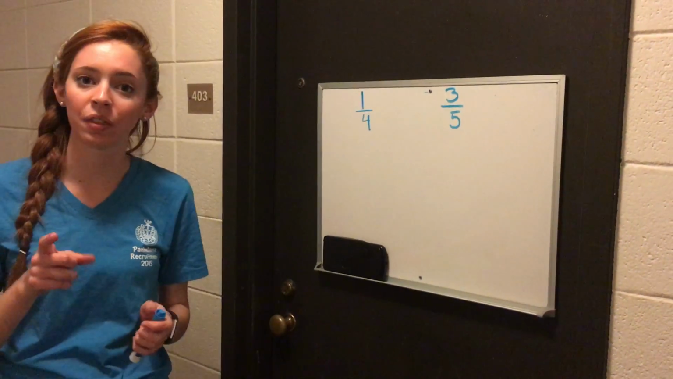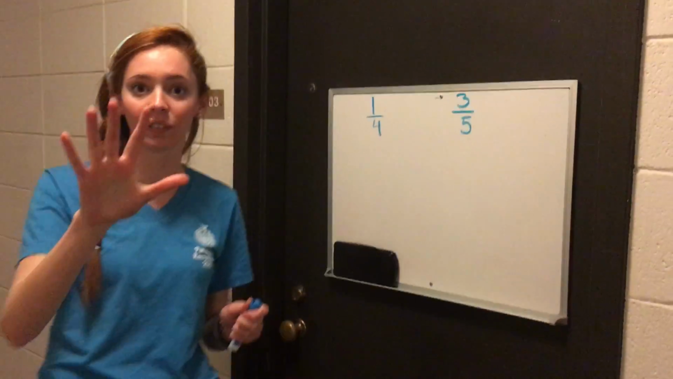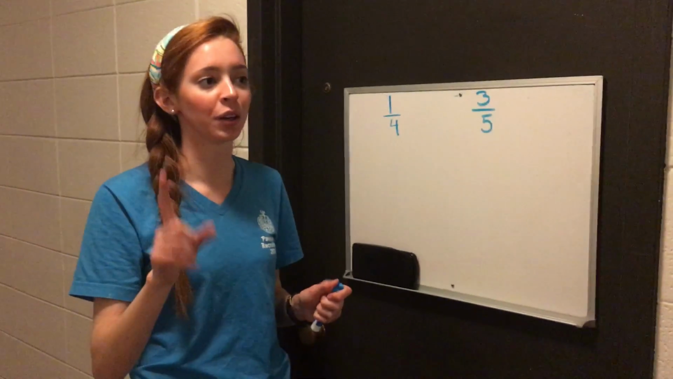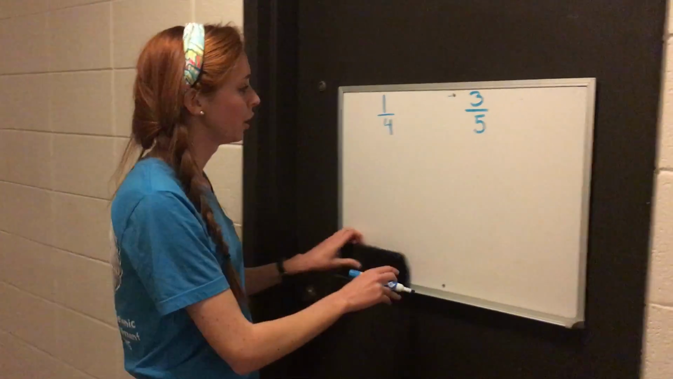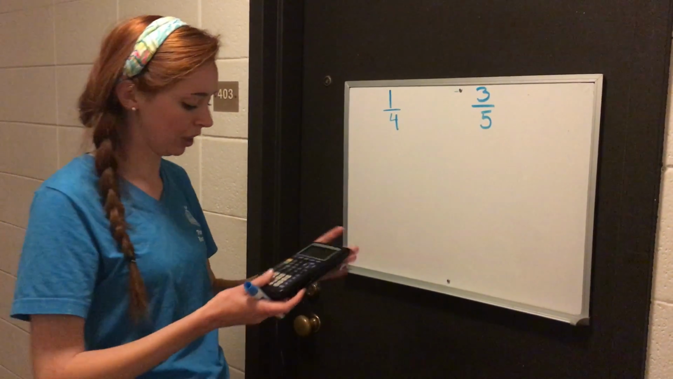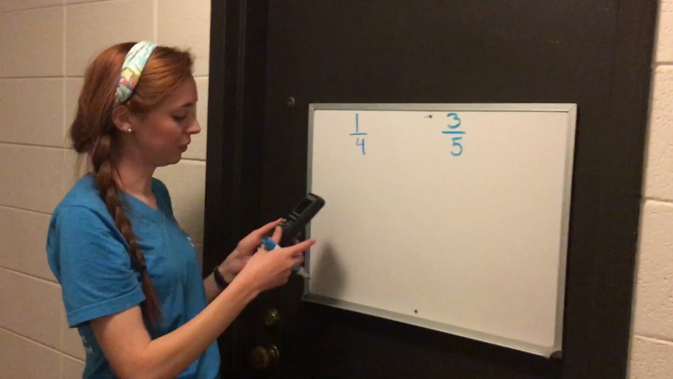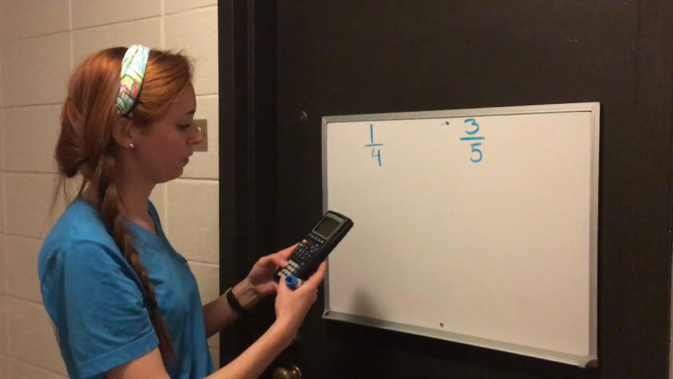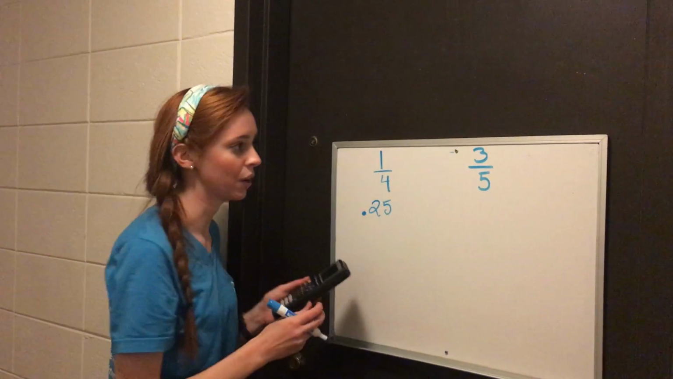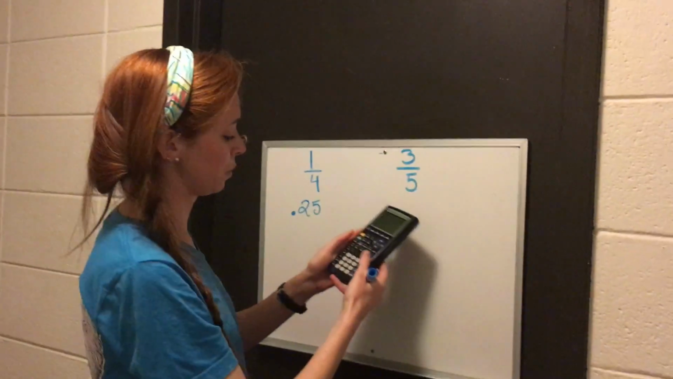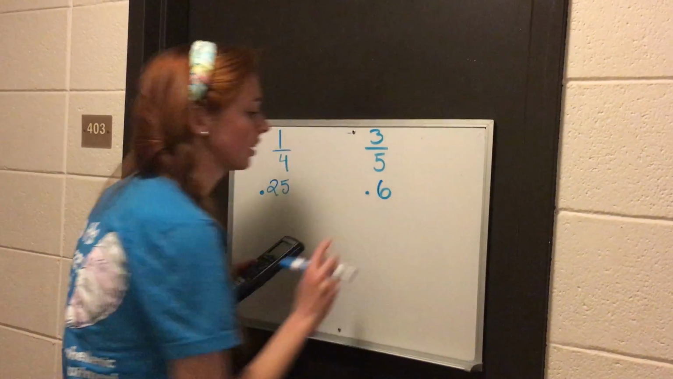So the first method, there are four or five methods, and the first method we are going to talk about is converting to a decimal. What we're going to do is take our calculator and type in the first fraction. We have 1/4 and 3/5. So we're going to do 1 divided by 4, and this is the decimal that we get, 25 hundredths. Next we're going to do 3/5, so 3 divided by 5, and we get 6/10.